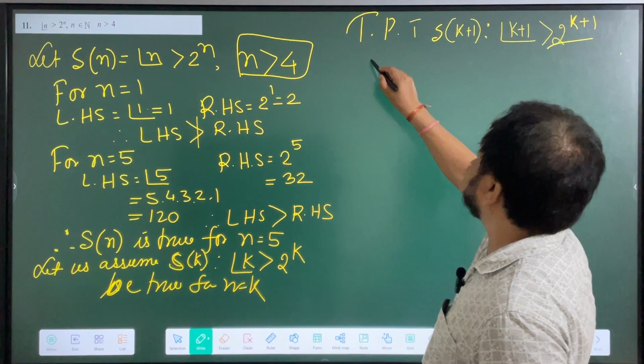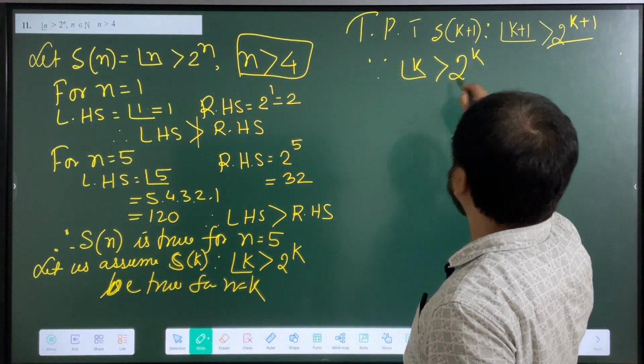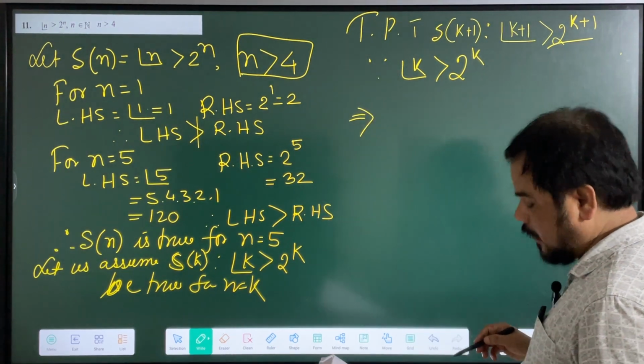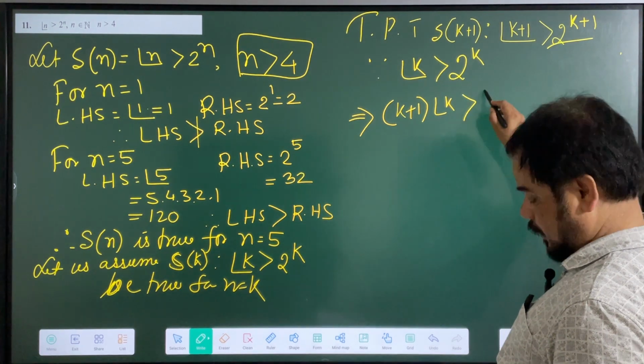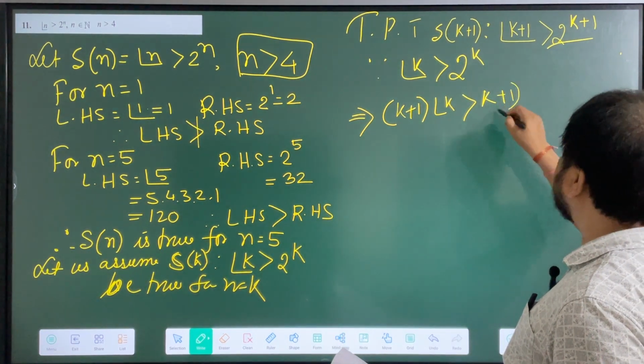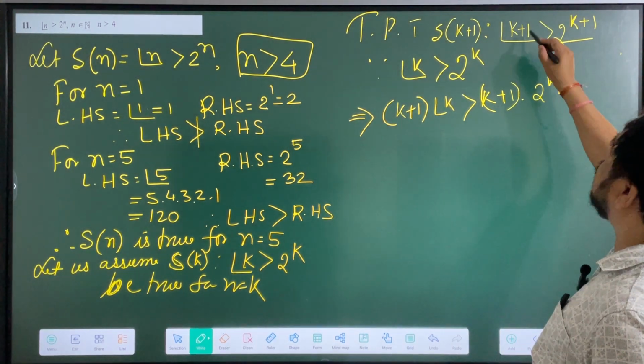Since factorial K is greater than 2 to the power K, now we can write K plus 1 into factorial K is greater than K plus 1 into 2 to the power K. Both sides we have multiplied by K plus 1.